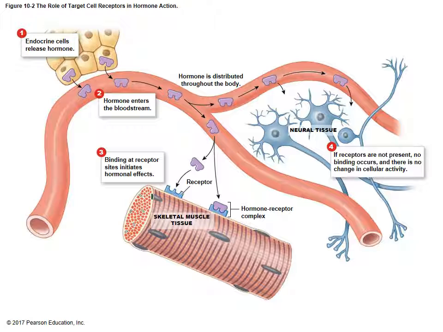Another option is that it could be distributed throughout the body. And if receptors are not present, it means that even though it's going to be around these cells all the time, maybe it's a different cell type, like shown here, it's not a muscle cell anymore, it's neural tissue, it just can't bind to them. So it doesn't matter how much hormone's out there. If a cell can't pick it up and read the signal, then it's just not going to make any changes.